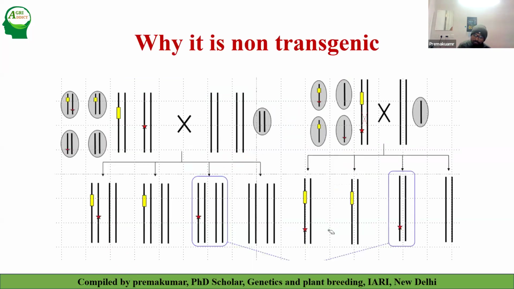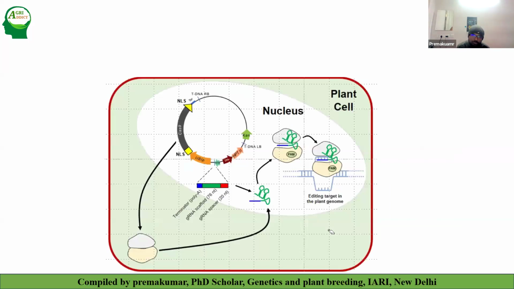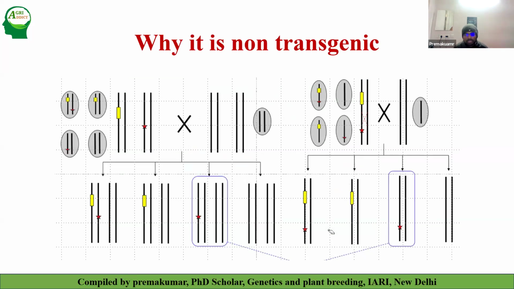Understood? Then you are introducing marker genes, external promoters, and external terminator genes. Then why is it still non-transgenic? Why? Because after that, what will happen? We will cross with normal individuals. This particular mutant, created by genome editing, is crossed with normal lines. Then we will allow it to segregate. Then we can select the plant.